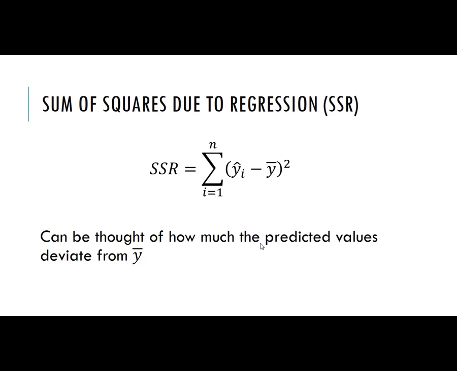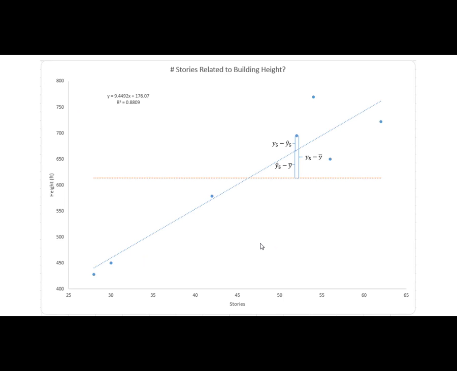And then finally we have SSR, the sum of the squares due to the regression. Here we take our predicted value, y hat sub i, and subtract out the mean, y bar, and square it, add them all up. These can be thought of as how much the predicted values deviate from y bar. So then when we put it all together, for the total sums of squares, I just did it for one point so it wouldn't get too complicated.